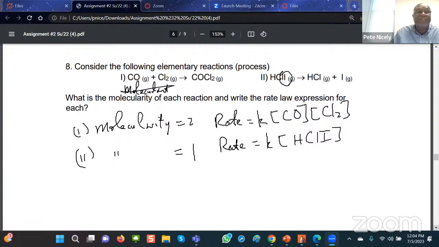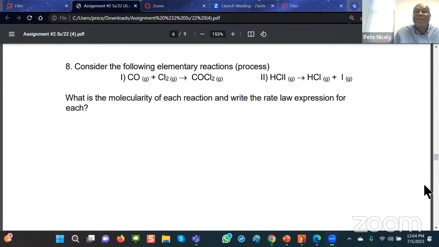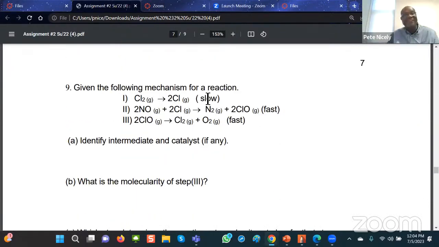Okay, so that's number 8. Any other questions before I move from this? All right, let me get rid of all this here, and then let me scroll down. Okay, now in this case, it says, given the following mechanism of the reaction, and it gives you the different steps, 3 steps in this case.